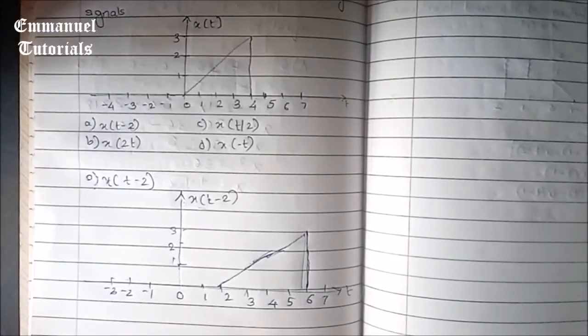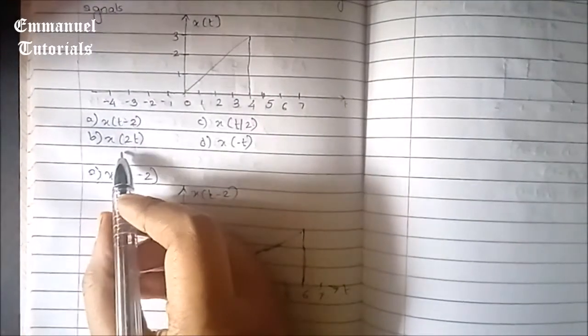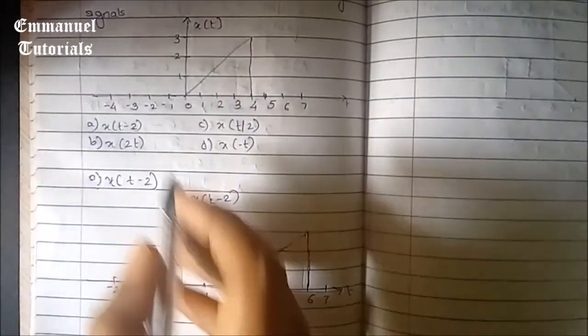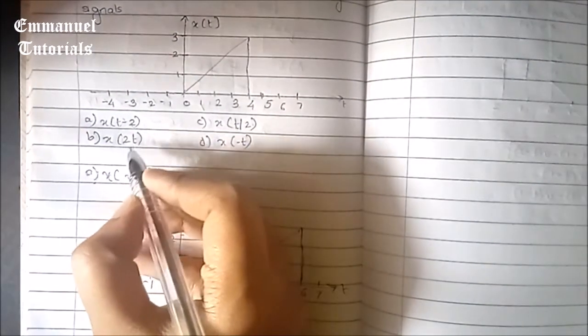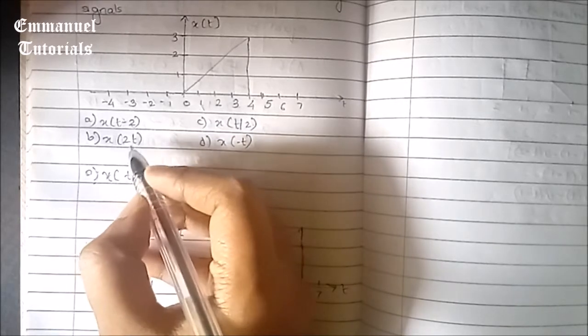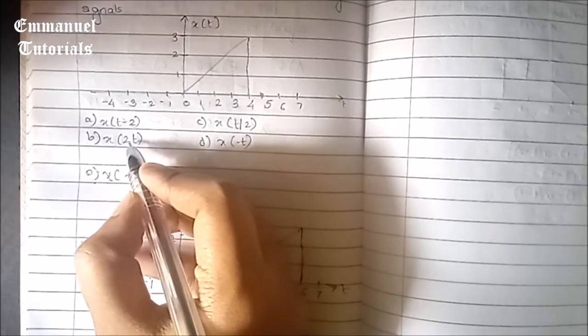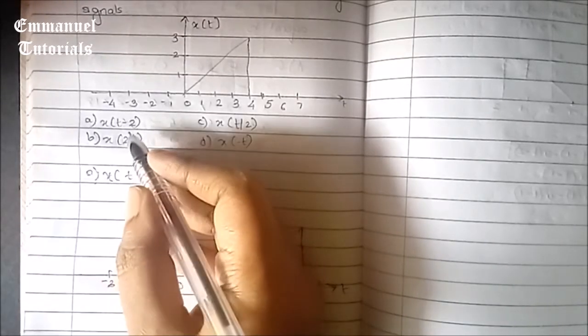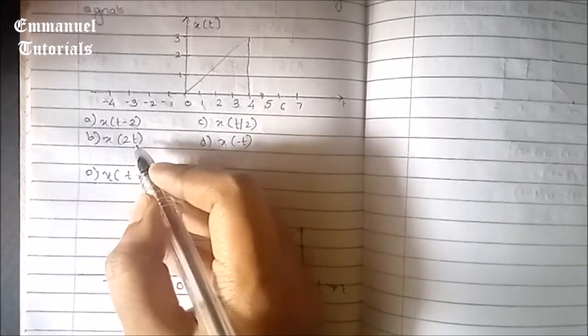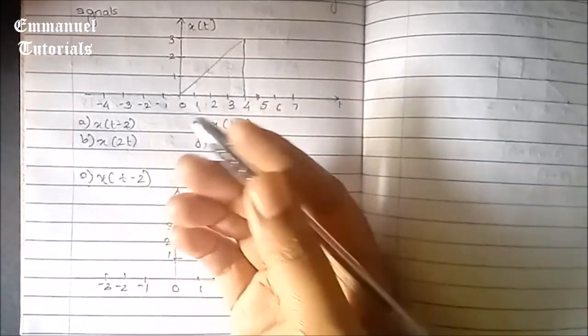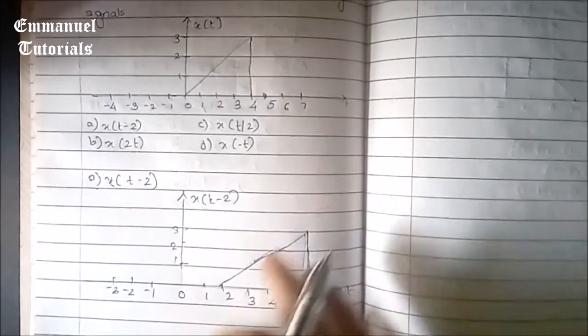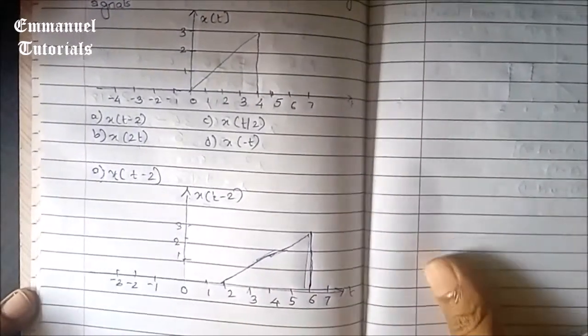Now let's go to the next sub question, which is x of 2t. Seeing this, you can see that the operation is again being performed on time, and this is time scaling, and it's getting multiplied by a number. So what is going to happen in the resultant signal? Compression is going to be seen. So let's draw that.